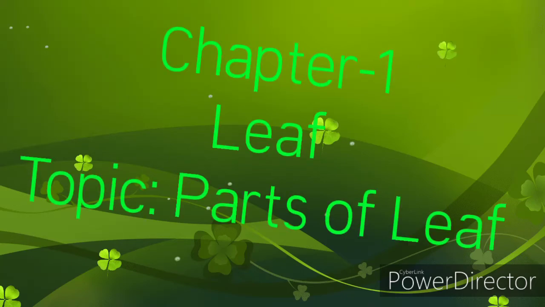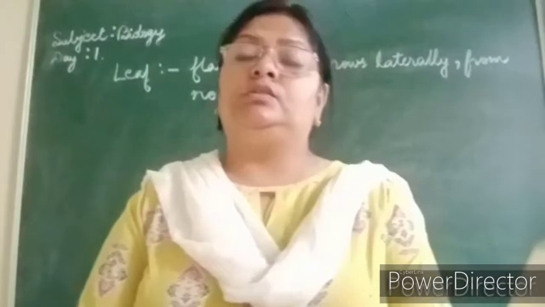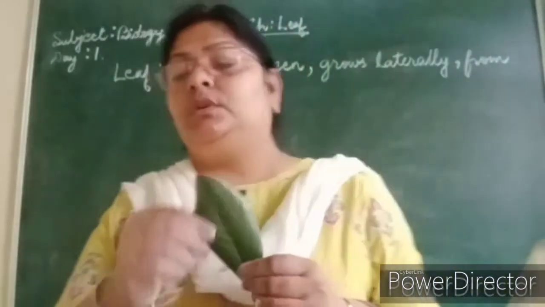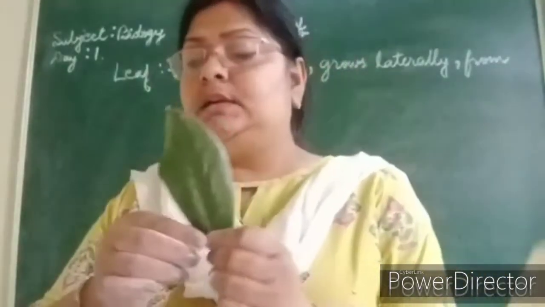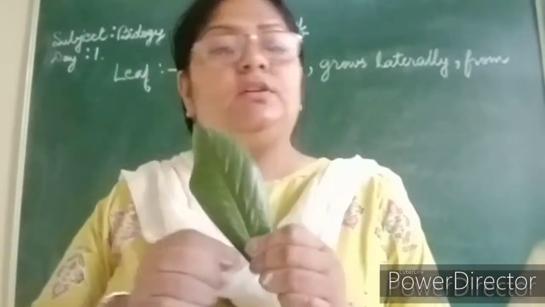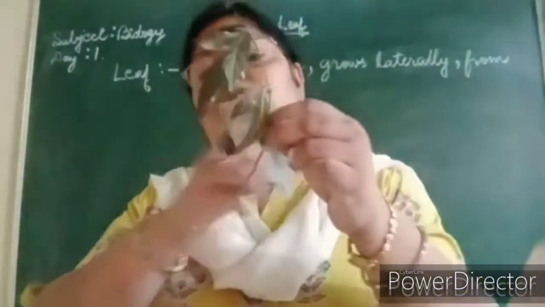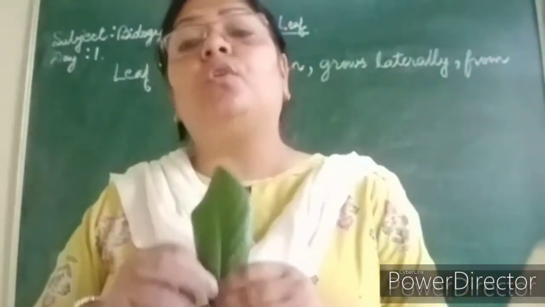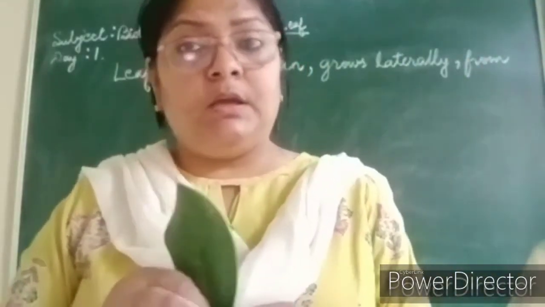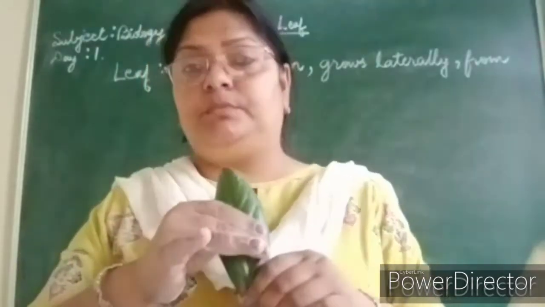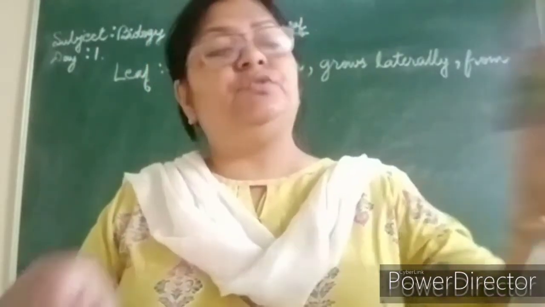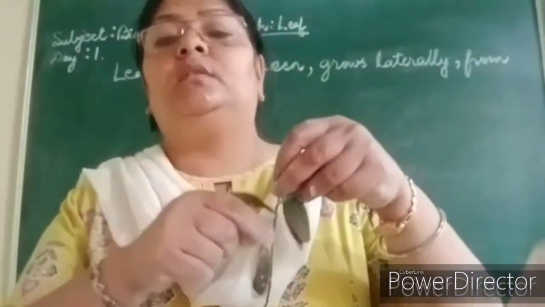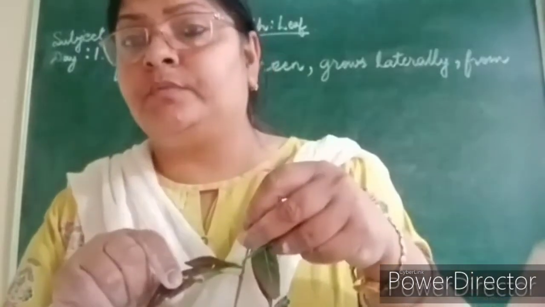As we start with the topic leaf. So first we know what a leaf looks like, but how to define a leaf? A leaf is a flat green part of the plant that grows laterally. It grows laterally from the nodes of the stem. So a flat green part of the plant that grows laterally from the nodes of the stem is called a leaf.